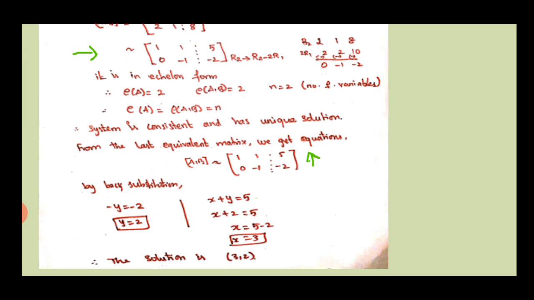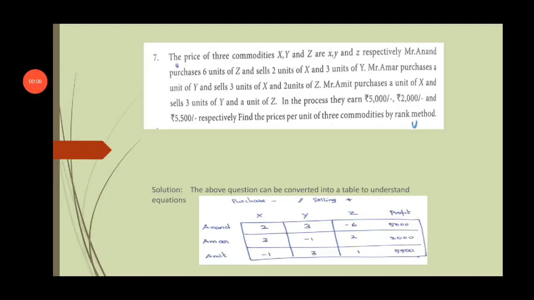Already we know the y value, y is 2, so I am applying y equal to 2. I get x equal to 5 minus 2, so x equal to 3, therefore the solution is (3, 2). So exercise number 1.1, sum number 7.